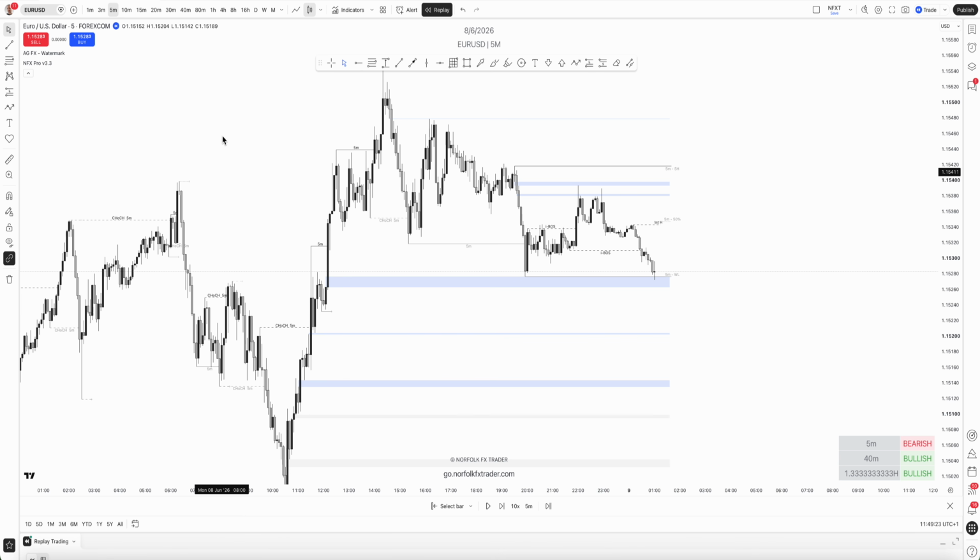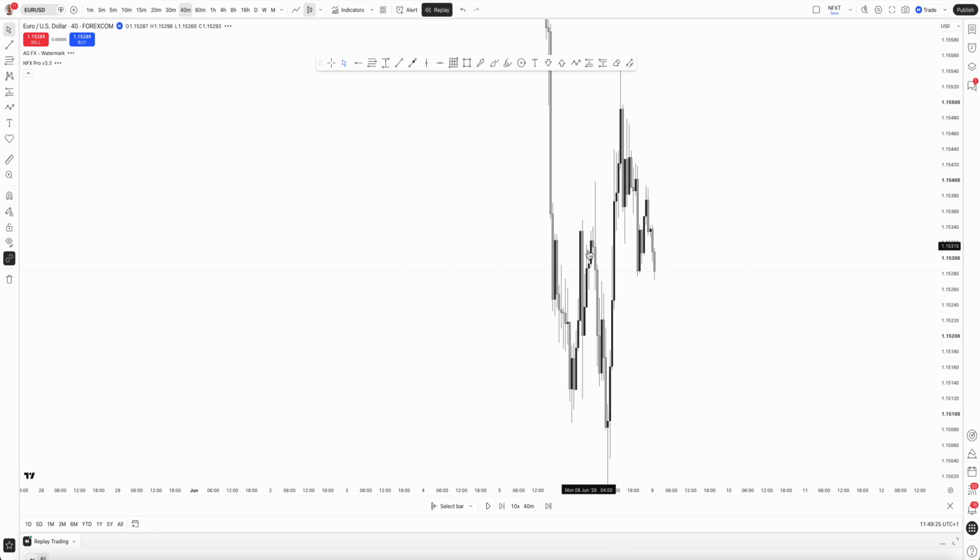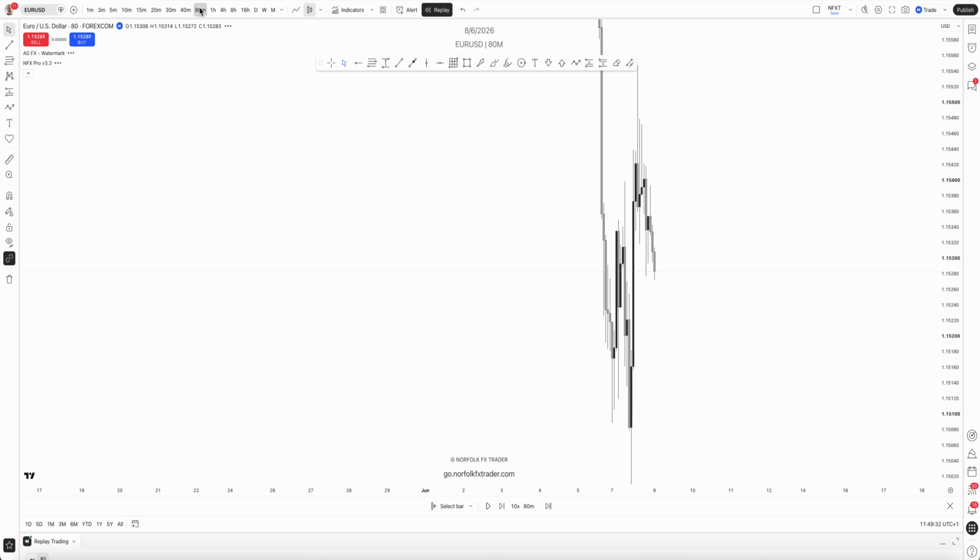Now what I can actually see from this, if I just go up to a 4-hour time frame, we've got a deeper push into that 40-minute 50% area. Let's have a look at the 80-minute time frame. Again, into that 50% area and this imbalance sitting below. That's what we're looking for. Let's go back to our 5-minute.